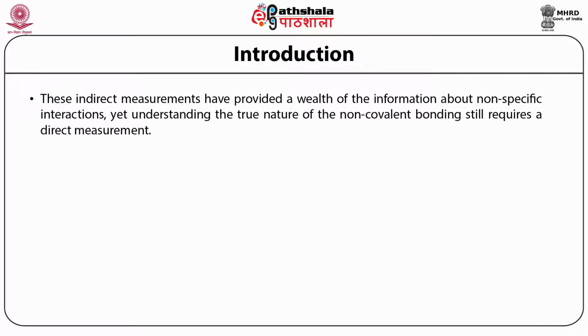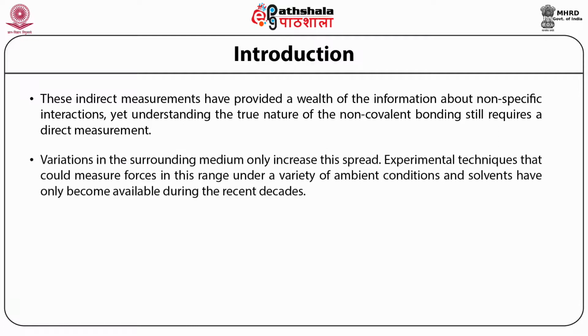A simple back of the envelope estimate pegs the strength of a typical non-covalent bond to the maximum gradient of a typical interaction potential, which produces estimates in the range of 10 to 1 nanonewton. Variations of the surrounding medium only increase this spread. Experimental techniques that could measure forces in this range under a variety of ambient conditions and solvents have only become available during recent decades.